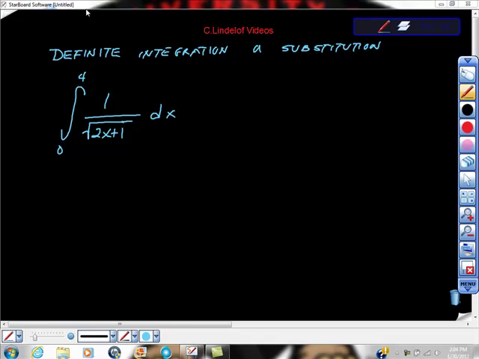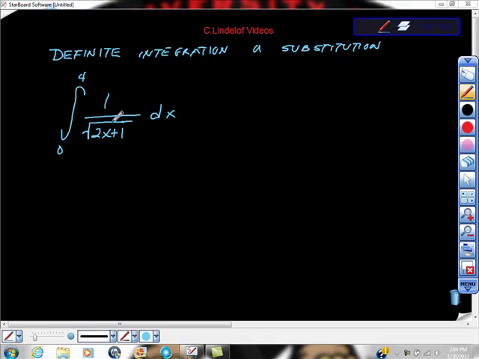Okay, so definite integration using U substitution. This is AP Calculus AB. And we're going to find the area of this function right here, the definite integral from 0 to 4 of 1 over the square root of 2x plus 1 dx.